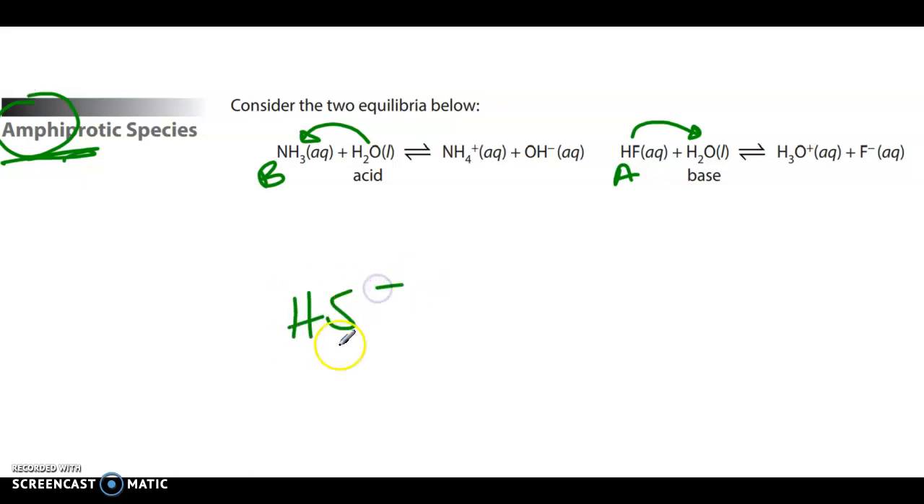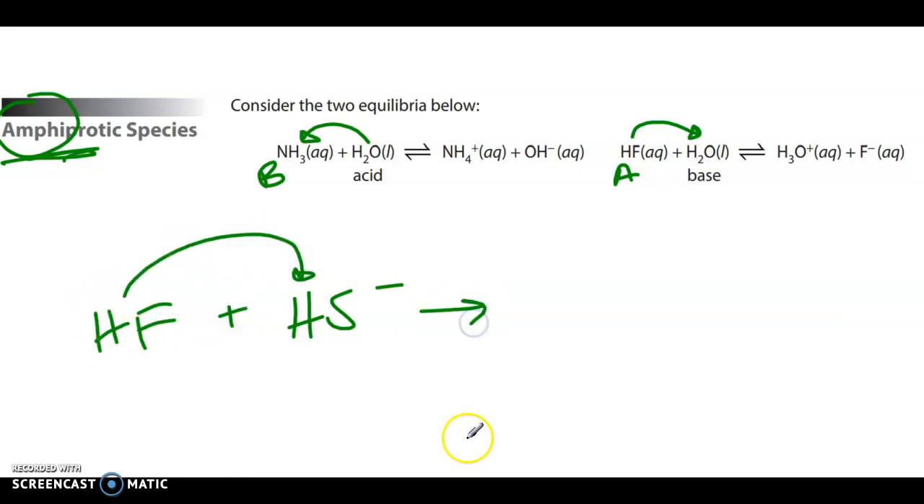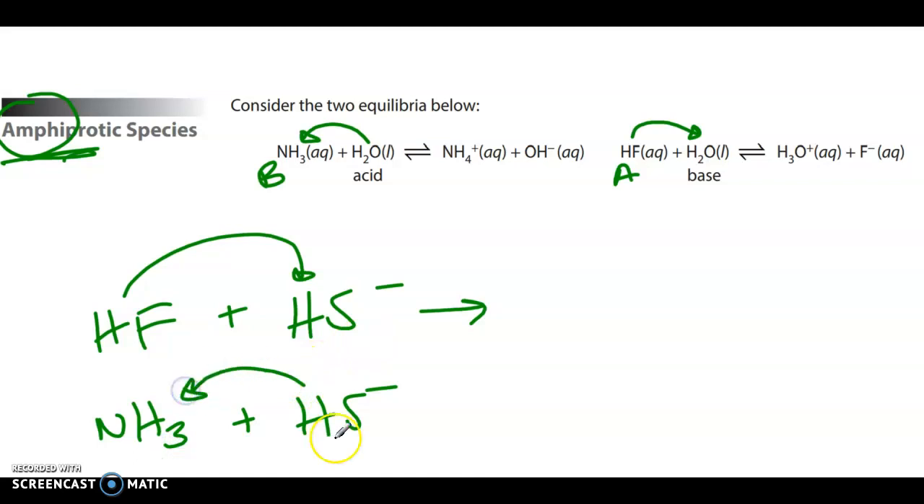So for example, HS- is another one. If you put this with an acid, it will behave like a base. If you put this with a base, it has the ability to act like an acid. So it depends. Because it has a hydrogen, it can lose it. And because it has this charge here, it can also gain it, right? So these species, you're going to come across them. Whatever they are matched with, it will behave as the opposite.